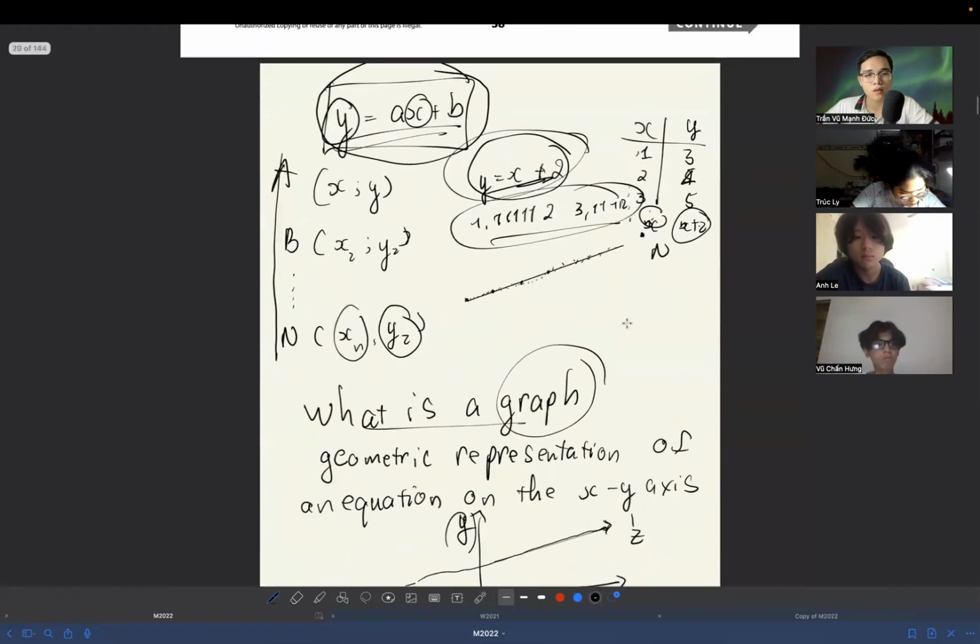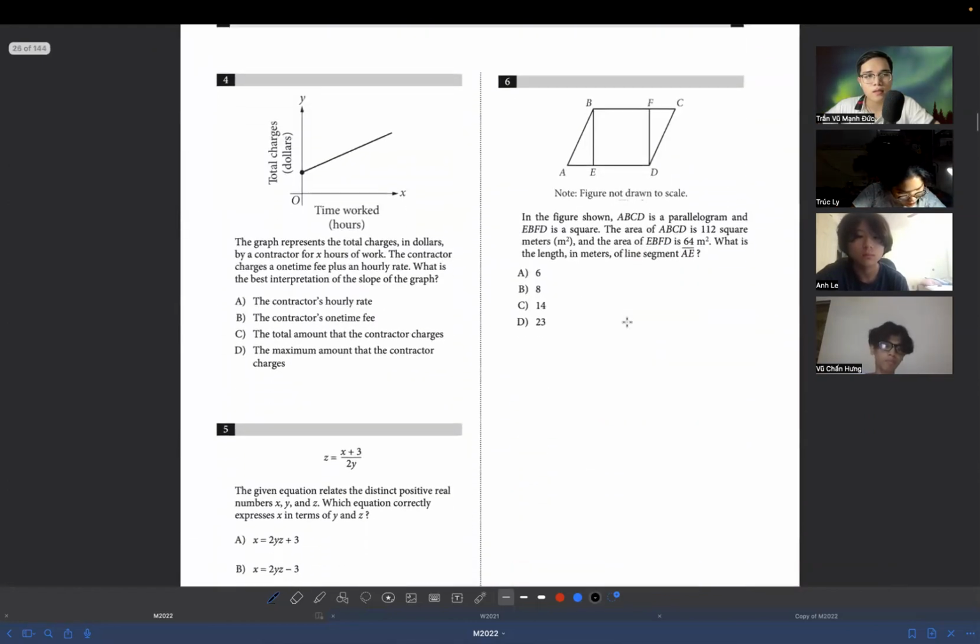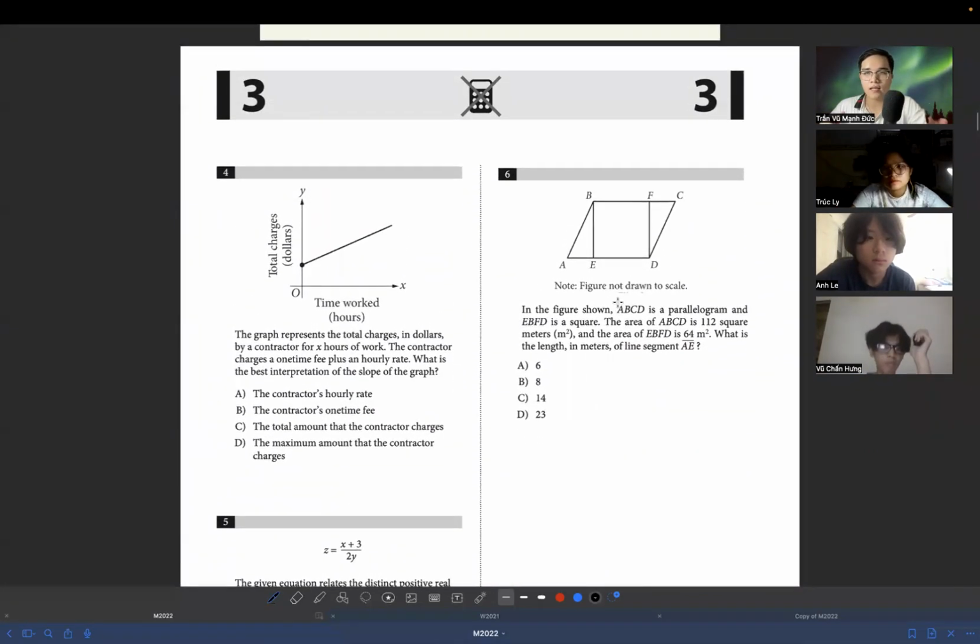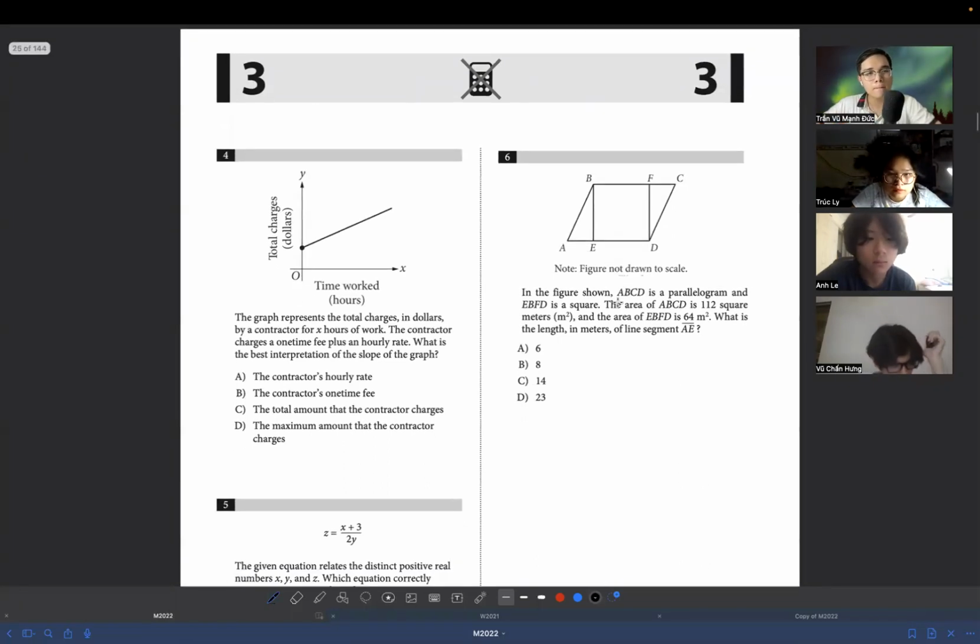Well done. Next up is this one. Again, a linear graph, and it's very simple. Can you do it, Hung? It is C. Wait, the total amount. Yes. All right, let me redefine the slope for you. The slope is the rate of change. Can it be a total amount? Oh, the slope. I thought the graph. Sorry. The A.